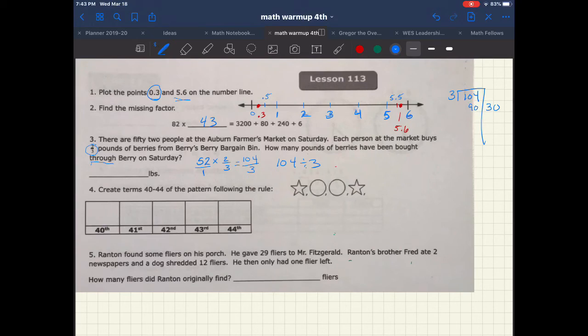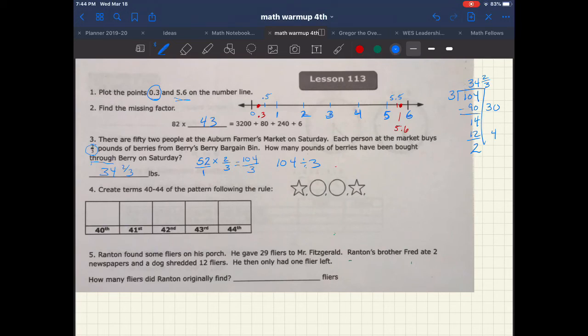I'm going to try 30 3s. 30 times 3 is 90, which gives me 14 left. Another 4 3s would give me 12, and I have 2 left. So I have 34 with 2 left over that I'm still trying to divide by 3. So we've got that another 2/3 pounds there. So I can say 34 and 2/3 pounds purchased at the Auburn Farmers Market on Saturday.